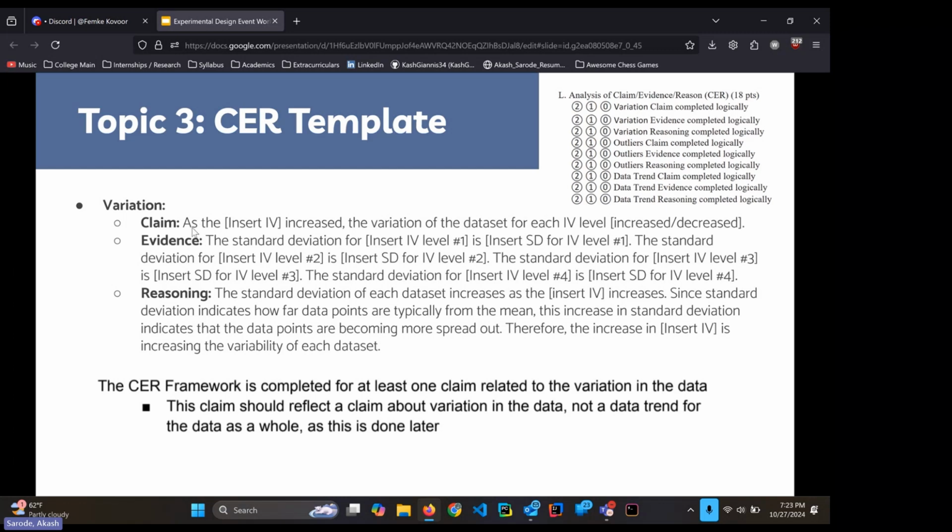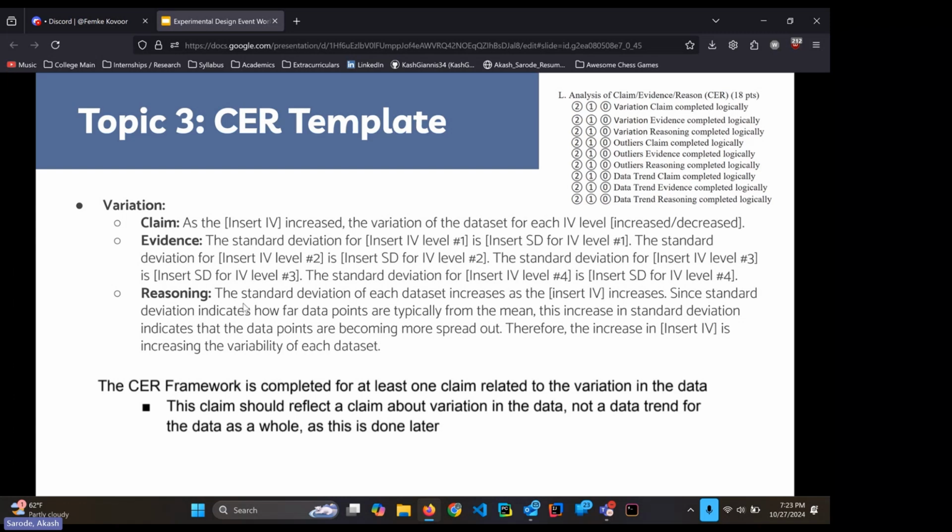So this is a template for variation. As the IV increased, the variation for each data set for each IV increased or decreased. You would change this based on what the trend is. And for evidence, we used the standard deviation for each IV.